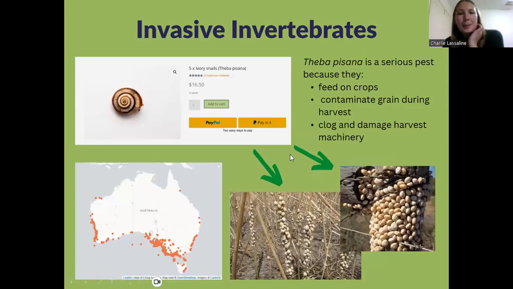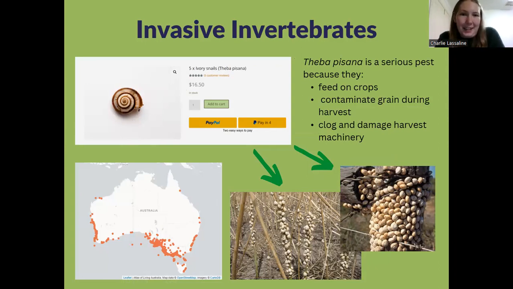Now here's an example of the white garden snail, or Theba pisana. Now it's a really big issue in South Australia, but also in other states too. It costs the agricultural industry millions of dollars every year as they feed on crops, contaminate grain during harvest, and they clog and damage agricultural machinery.